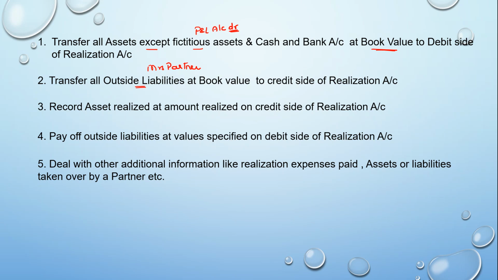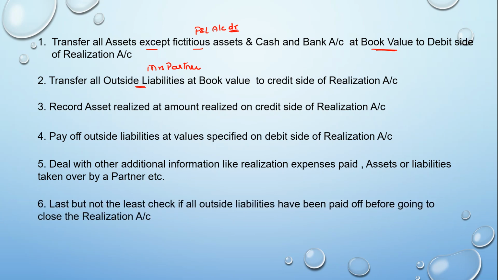And these assets and liabilities taken over by a partner are to be recorded at their agreed value, whatever value they agreed to take over at that value. The next step is after you have dealt with all these additional information, before closing the realization account, just check whatever outside liabilities you have put on the credit side of the realization account, whether all of them have got paid off. If not, you ensure that they get paid off.